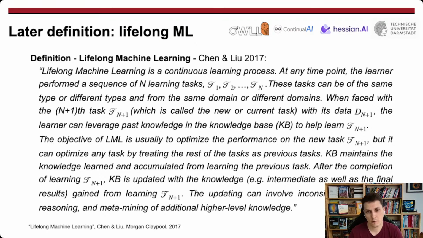So at the end of the second lecture, we had in fact followed up with a slightly more precise, but particularly more long definition of lifelong machine learning. The interesting part was concentrated around the center, where it now added this notion that the objective of LML is usually to optimize the performance on the new task, but it can optimize any task by treating the rest of the tasks as previous tasks. So it was about the concept of a knowledge base, maintaining the knowledge learned and accumulating it from learning the previous tasks.